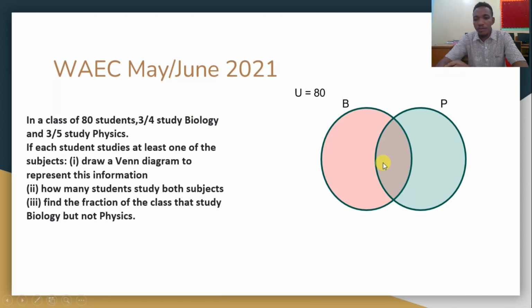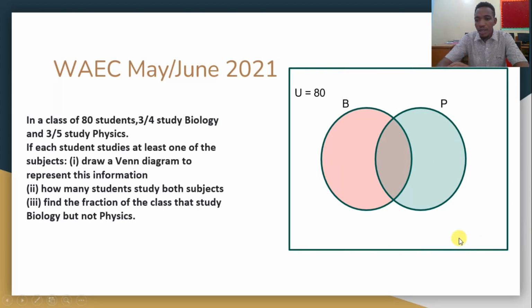So the first place we want to fill is X here, the people that study both biology and physics, people that study biology only, people that study physics only. And if they told us that each student studies at least one of the subjects, that means we don't have any element outside in the class. Assuming we had a student that doesn't study anything, we would put them here. So we fill this guy first. Here, the number of students that are doing both subjects was not given, so that's why we have X here.